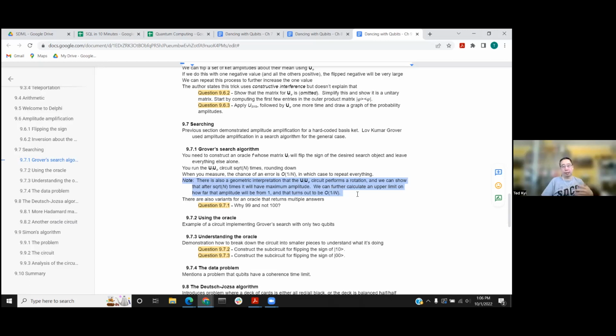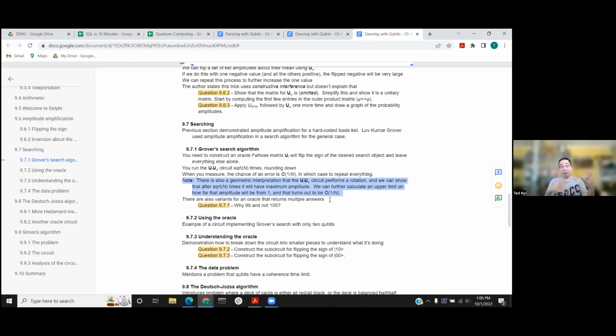The geometric interpretation goes like this: you can say that it's essentially 90 degrees less some small angle delta. And then you can show that this operation is kind of like rotating our vector by 2 delta in the direction towards the answer that we want. If you do inverse sine operations, it turns out that it's going to get closest after you repeat this square root of n times.